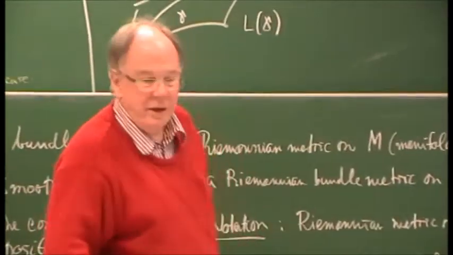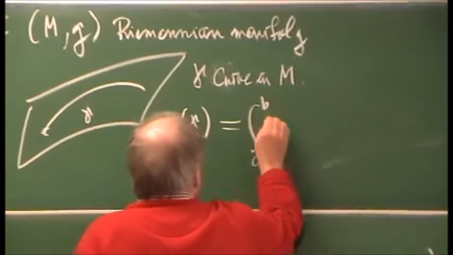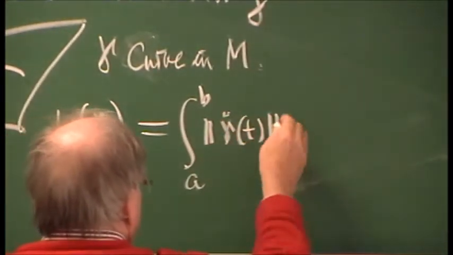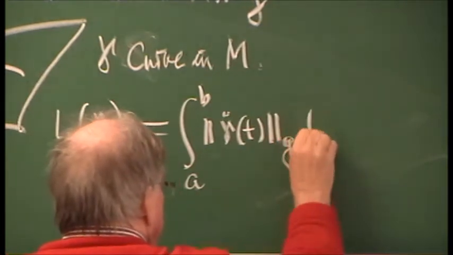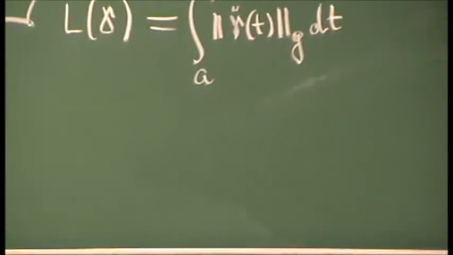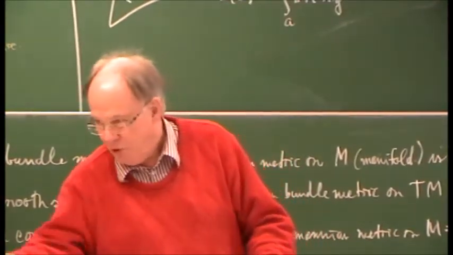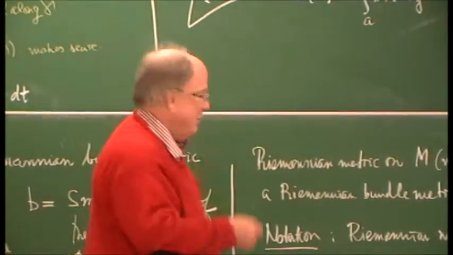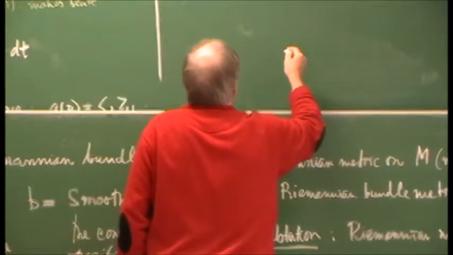It's very easy. Anybody can compute the length of it. Let's say the curve is from a to b. It's the integral of the length of the tangent vector, which of course is the square root of the norm, I emphasize, defined by the metric g along the curve. If you're in flat space and using the standard metric, this is what we talked about yesterday. It's clear what this means. So this is the length of the curve.